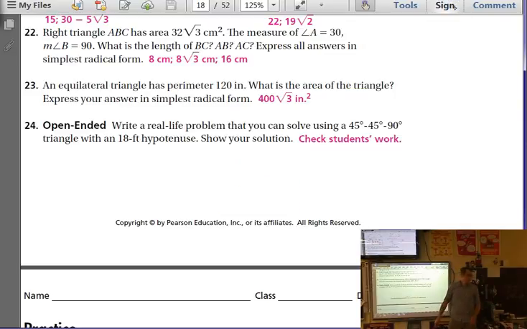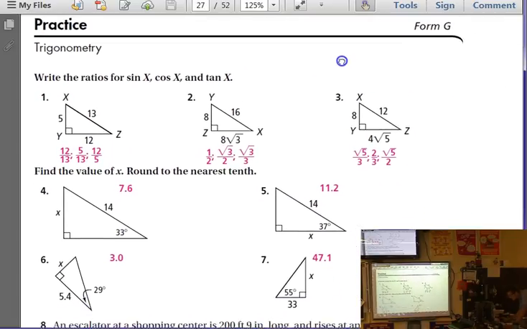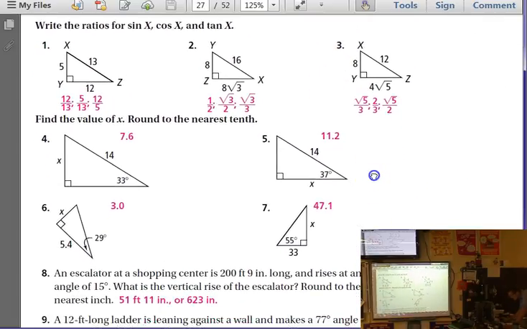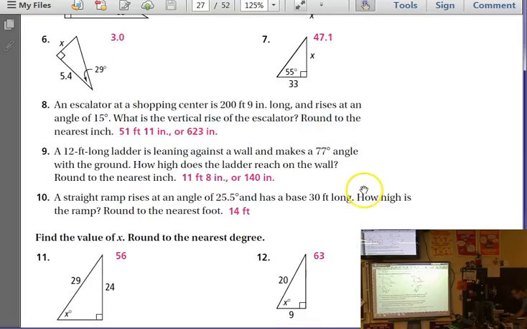All right, can we move on? After special right triangles was Trig. It's gonna be Trig. Finally Trig, yay. Trig is the fun.